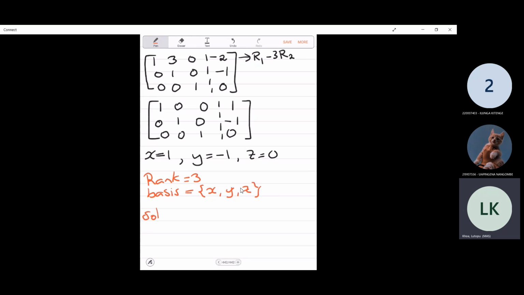So we can say that the solution x, y, z, this is equal to 1, -1, and 0. So notice with this one, there are no commas between the elements because this is a matrix. This is a set, and then this is a matrix.